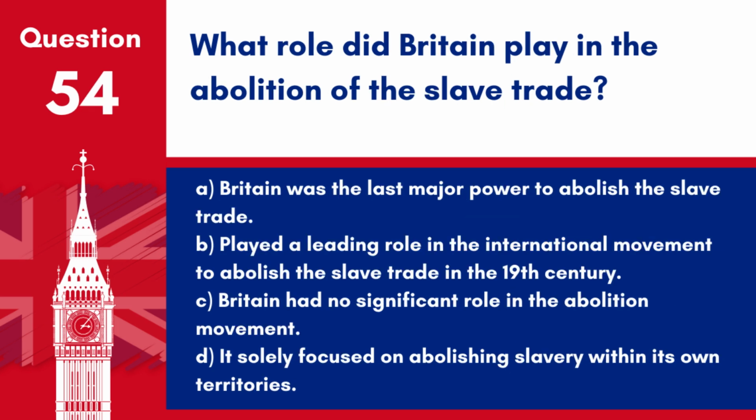Question 54. What role did Britain play in the abolition of the slave trade? A. Britain was the last major power to abolish the slave trade. B. Played a leading role in the international movement to abolish the slave trade in the 19th century. C. Britain had no significant role in the abolition movement. D. It solely focused on abolishing slavery within its own territories.